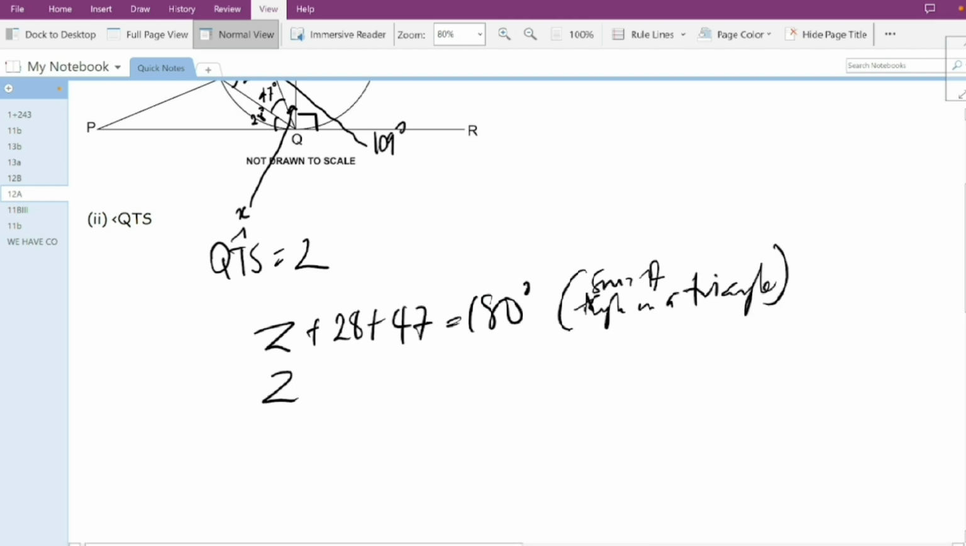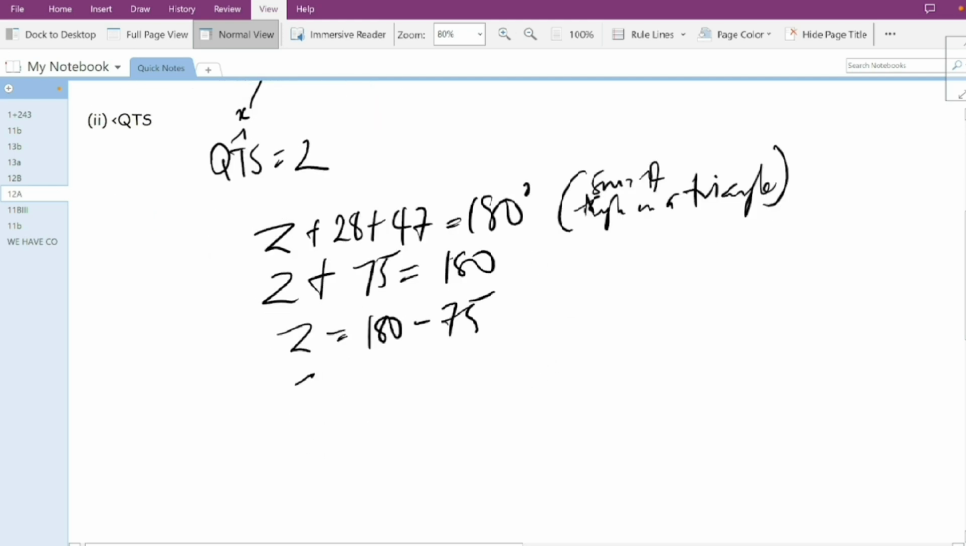So we know Z plus 28 plus 47, which is 75, equals 180. Z is 180 minus 75, as plus 75 crosses the equal sign and turns to minus 75. We have our Z to be 105 degrees. That's the answer to the second question.